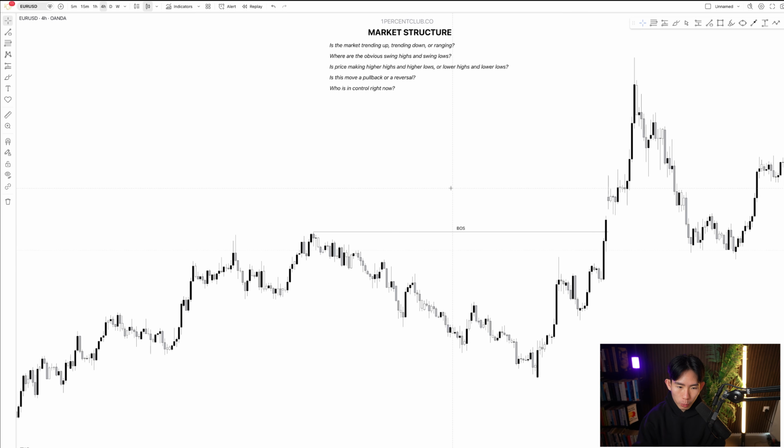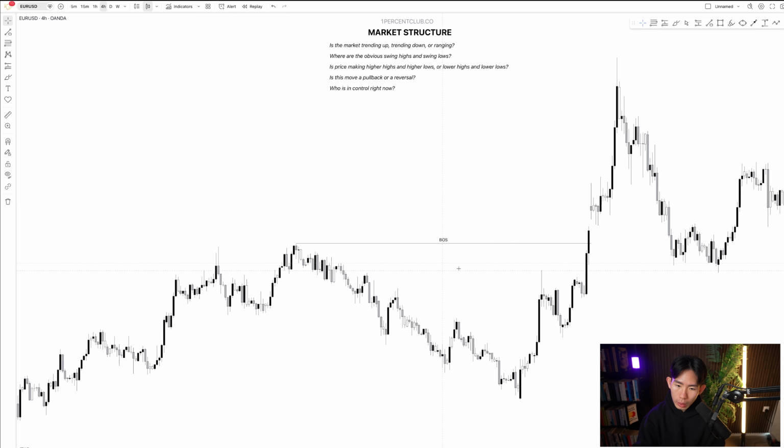Bullish swing break of structure just like this. This also tells me that this is the lowest point that led to the bullish break of structure. It's not this low, it's not this low, but it's this low, because this is the lowest point, and this becomes my swing low, right?